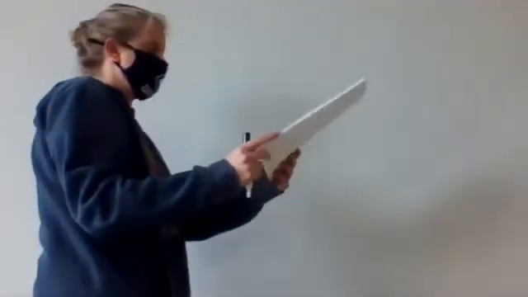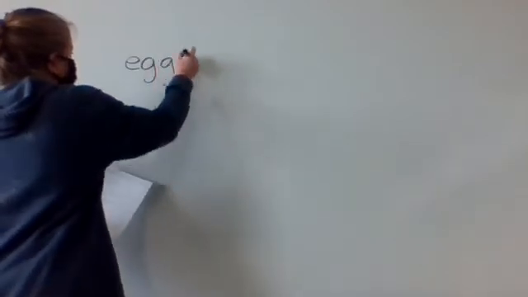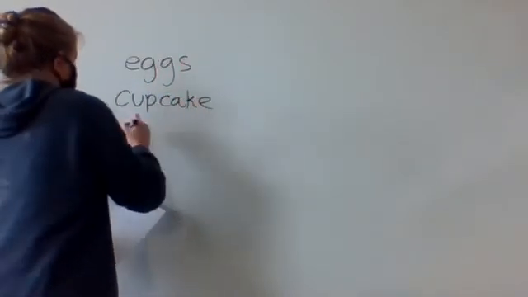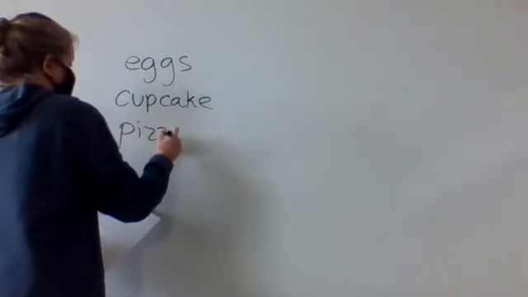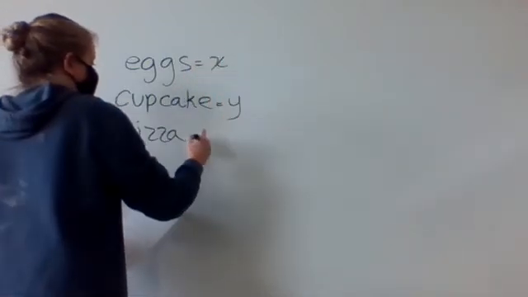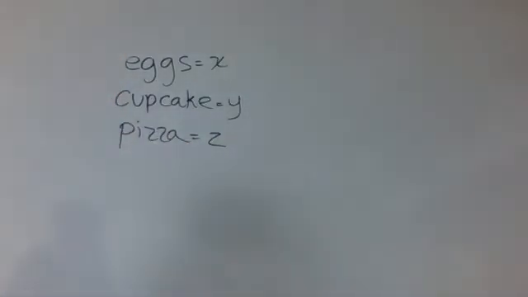So it says by eating 1 egg, 1 cupcake, and 1 slice of pizza. So let's write down what we're talking about. We're talking about eggs, cupcakes, and pizza. So I'm just going to call them your X, your Y, and your Z, because those are 3 different things.